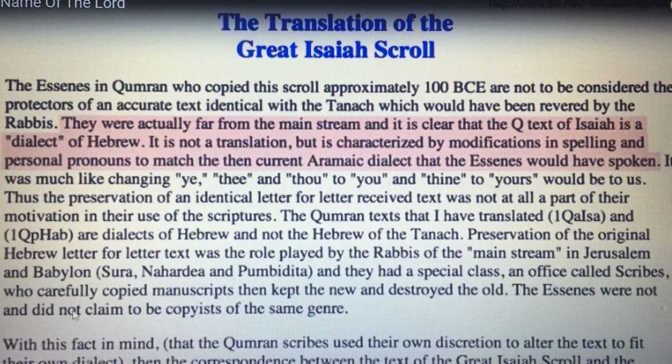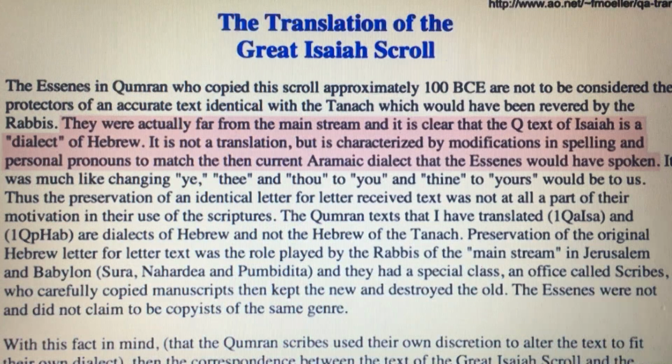Would have spoken. I got to read that again, because a lot of people like to use the Dead Sea Scrolls as a proof of the correct pronunciation of Hebrew. It says, it is clear that the Q text, the Qumran text of Isaiah, is a dialect of Hebrew. It is not a translation, but is characterized by modifications in spelling and personal pronouns to match the then current Aramaic dialect that the Essenes would have spoken.